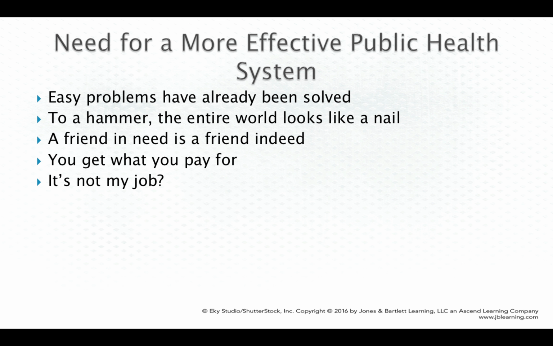Again, easy problems have already been solved. To a hammer, the entire world looks like a nail. So I would say, and this is just the feedback that I get, especially from undergraduates, is that everybody has this idea in their head that the next great public health intervention or the next great medical intervention is going to be in the form of a drug or a pharmaceutical or some type of genetic manipulation in order to somehow prevent chronic disease.